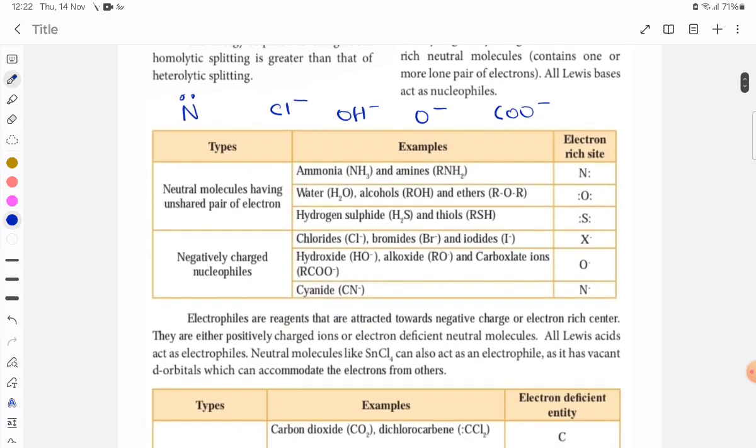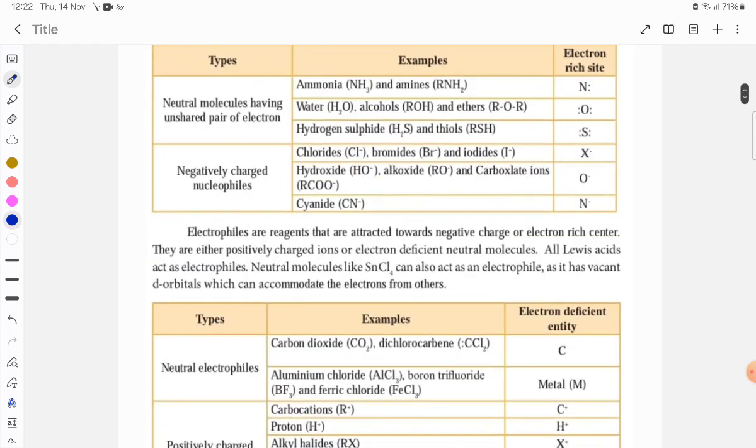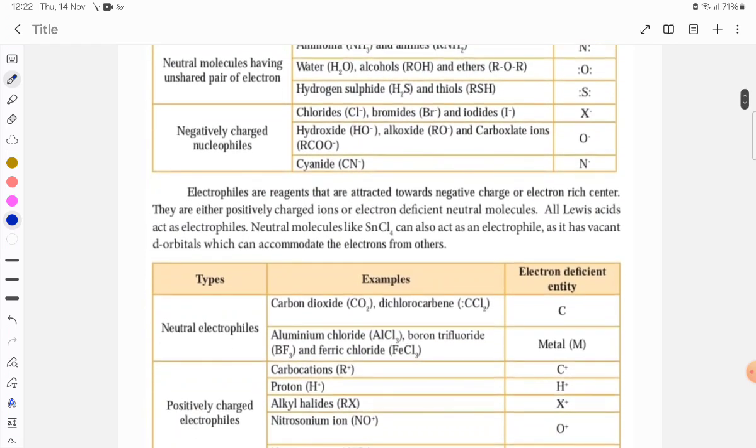Now we are going to discuss electrophiles. Electrophiles are reagents that are attracted towards negative charge or an electron rich center. That means electrophiles are attracted by an electron rich center, that is, a nucleophile, or negatively charged nucleophiles. Electrophiles are either positively charged species or neutral molecules. In general, electrophiles are electron deficient.